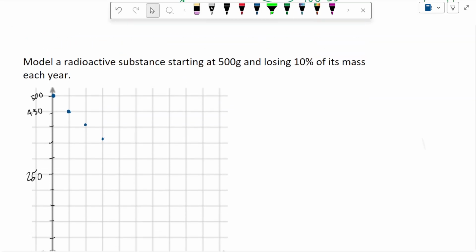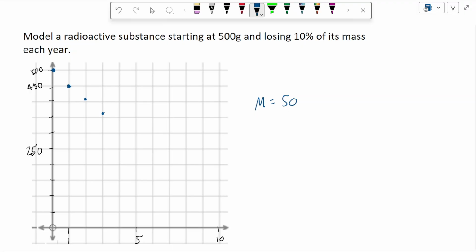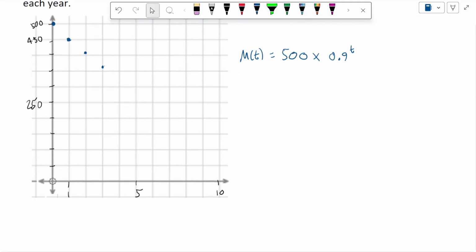So the equation is, I'm going to say M for mass. This is 500 is the starting value, and we're timesing it by 0.9 to go forward a year. And I might write this as a function of time. This is a function of time.